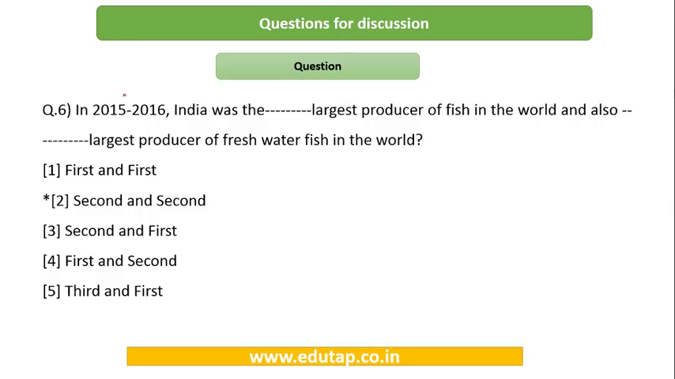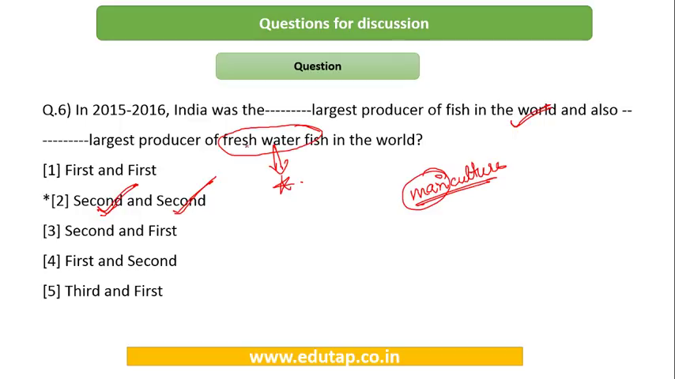Now in the year 2015-16, India was the dash largest producer of fish in the world, and also the dash largest producer of freshwater fish in the world. It is going to be second. India stands at the second position in the world. We have a huge potential, right? And we are talking specifically about freshwater fish here. So just a small question to trigger your mind. We had seen mariculture, right? Mariculture is related to culturing of aquatic species in the marine environment. Here we are talking about freshwater. It is the opposite. Just a revision.